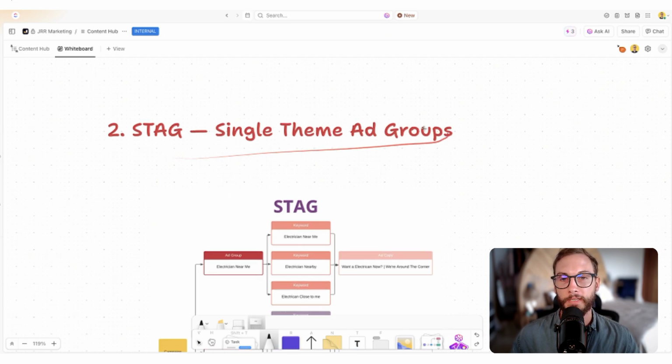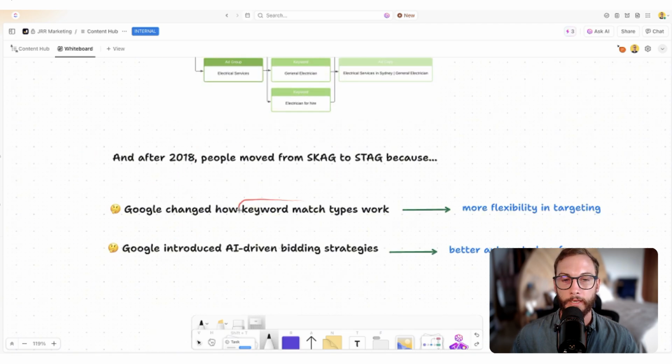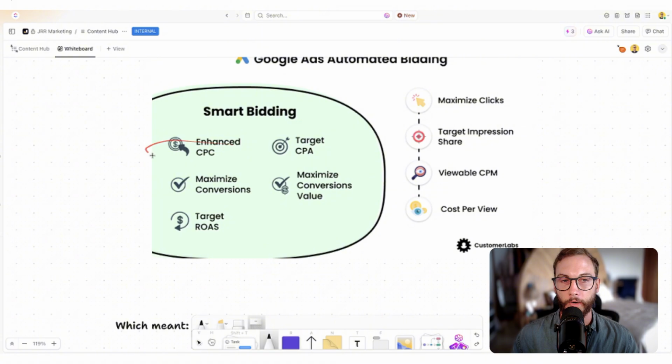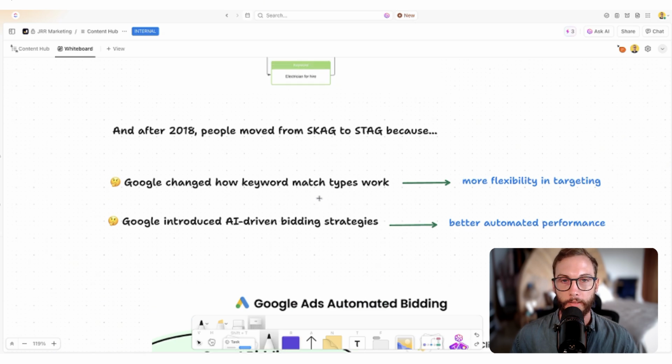Single theme ad groups is the next one. This was popular after 2018 because Google changed the way that keyword match types worked, and they introduced AI bidding strategies. You might have seen these bad boys: enhanced CPC, max conversions, max conversion value. Google introduced this around that time, and it changed the way that everything works.